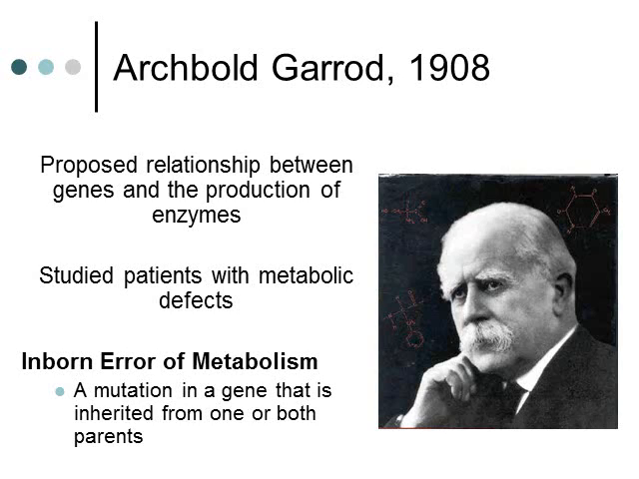So he proposed this relationship between the genes, or that genetic material that's being passed down from parent to offspring, and the production of enzymes that would cause these different metabolic defects. And he called these inborn errors of metabolism. So he thought that there's a mutation in a gene that would be inherited from one or both parents, and that inherited gene with the mutation would cause all these different defects that he was seeing in his patients.